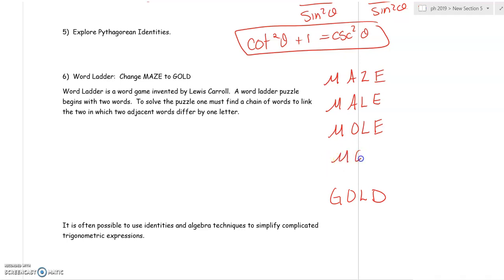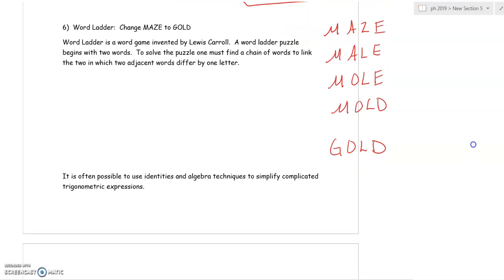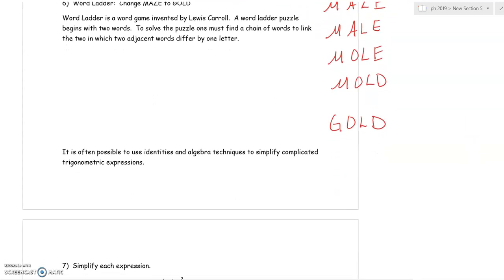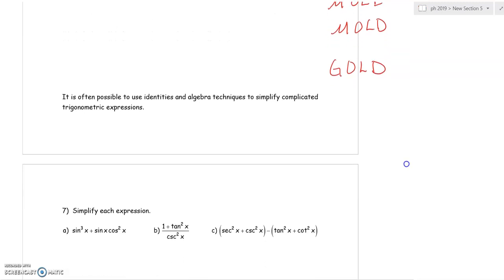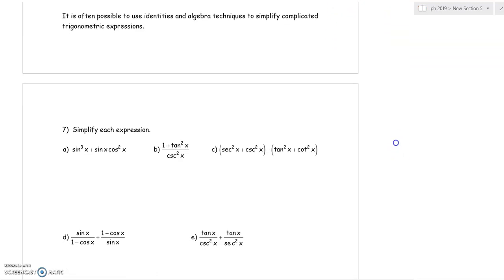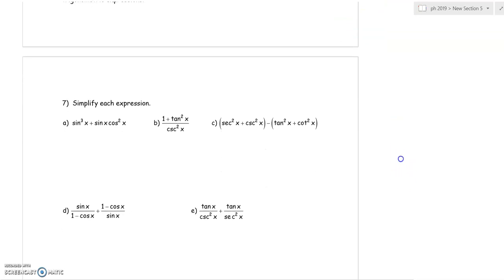So there you go. That example is hopefully going to help you a little bit with our trig identities, because often it's possible to use identities and algebra techniques to simplify complicated trigonometric expressions. I will show you what I mean. Okay, and as we go, maybe we'll write some strategies over here. So I'm going to look at that first expression. And again, whenever I see something that's squared in there, I'm thinking maybe I might use a trig identity.